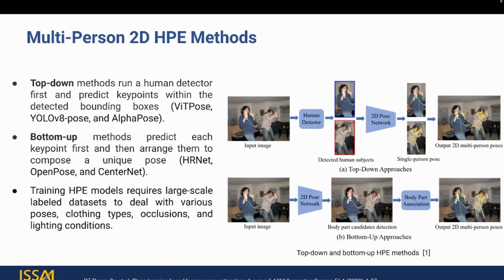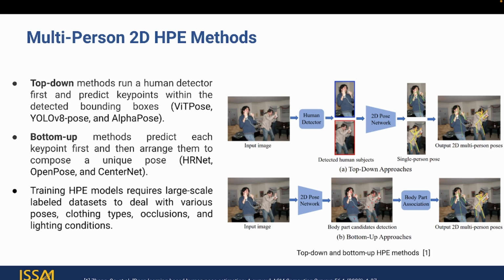Top-down HPE approaches begin by identifying humans within an image using a detector, and then proceed to predict the key points within the confines of the detected bounding boxes. Examples of systems that utilize this approach include YOLOv8-Pose and AlphaPose. Conversely, bottom-up methods start by predicting each key point independently across the entire image. These key points are then grouped to form individual poses, as seen in systems like HRNet, OpenThermalPose, and CenterNet.